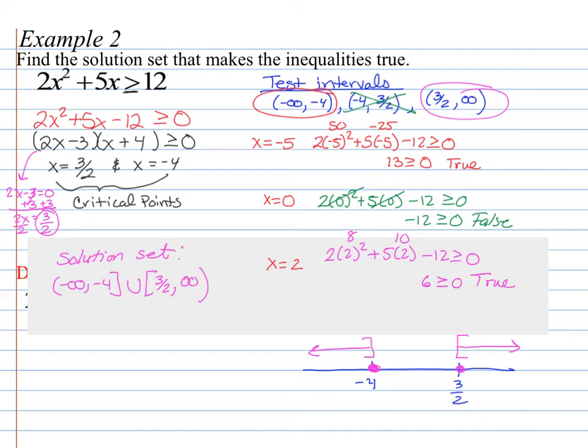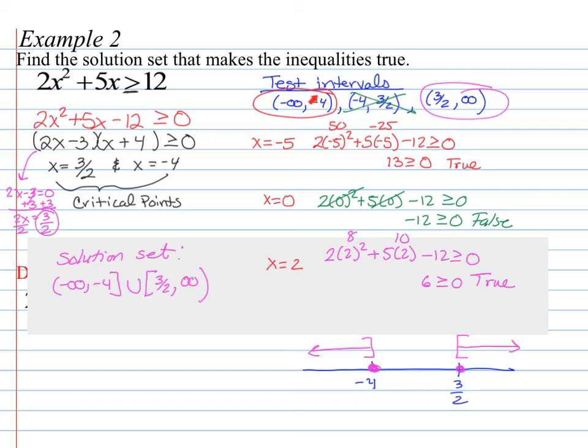For this problem, it's basically the same thing. The only difference is I have to write it in standard form. So I subtract the 12 to the other side, and then I factor it. I get my solutions, where these will be my critical points. Once I find my critical points, I set up my test intervals. And my test intervals will be from -infinity to -4, from -4 to 3/2, from 3/2 to infinity. So I'm literally testing every single piece of a number line. I'm testing the left, the middle, and the right.